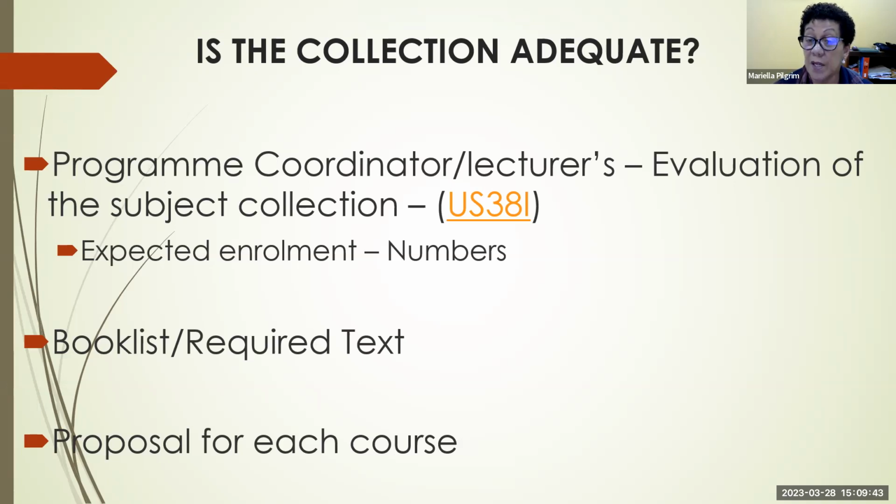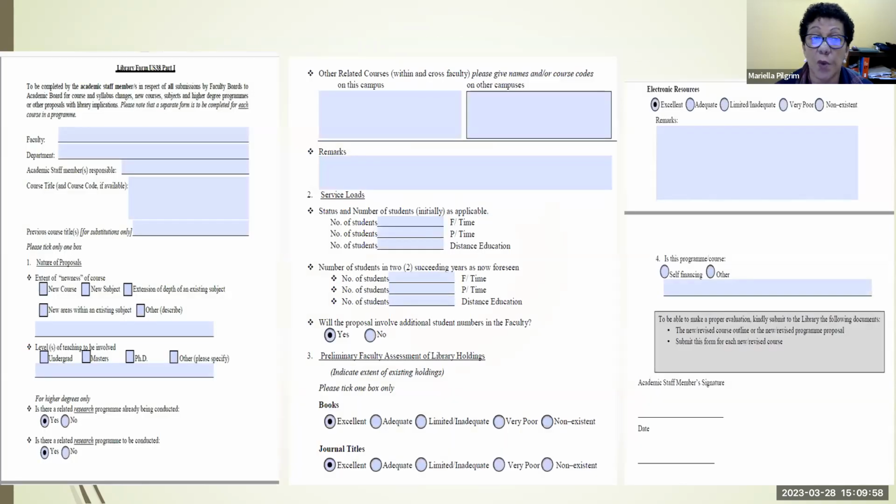So the US 38-1 form, the book list, and of course, the proposal for each course. Because you will be doing your assessment, but we will also have to do our assessment of our collection. Now I'll give you a quick look. This is what the US 38-1 form requires: basic information about the faculty, the course, if it's new, the subject area, if it's postgraduate or undergraduate, as I said, the number of students, and your assessment of our collection. So it's very important for you to also be aware of what resources we have.